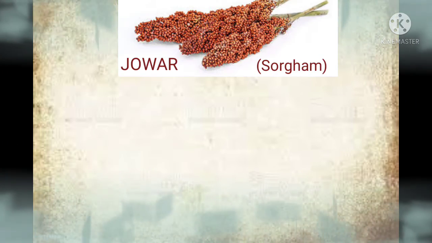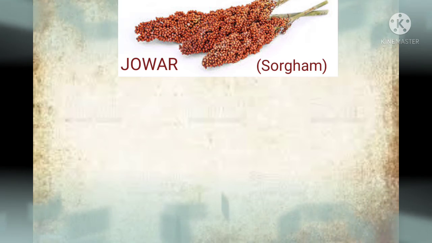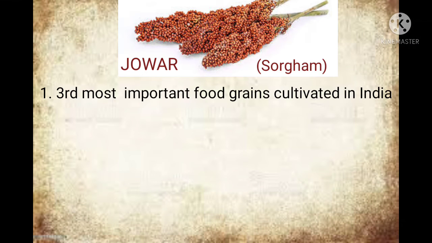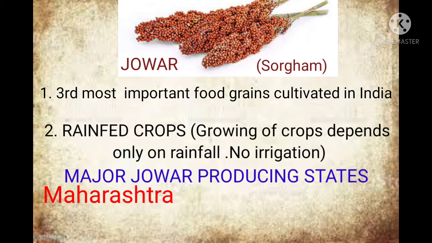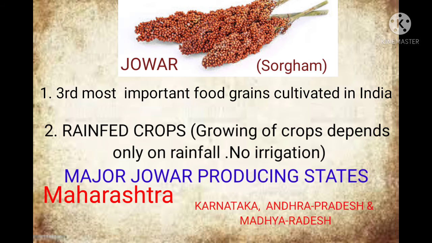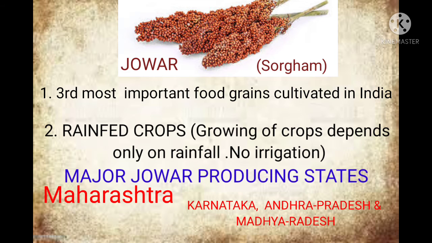Jowar is the third most important food grain cultivated in India. This is a rain-fed crop, meaning it requires little or no irrigation. Maharashtra is the leading producer of jowar. Other important jowar producing states are Karnataka, Andhra Pradesh and Madhya Pradesh.